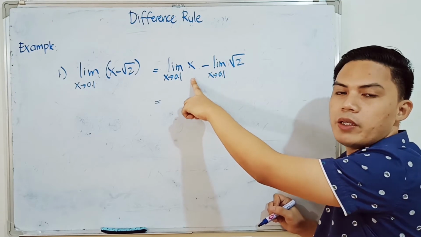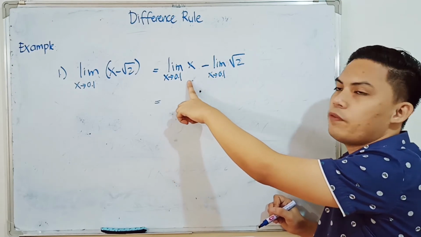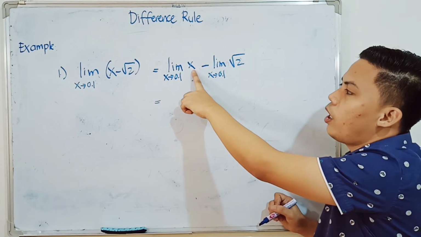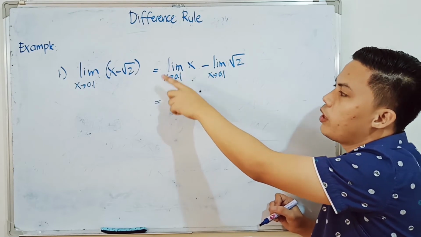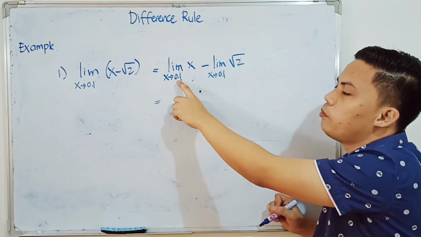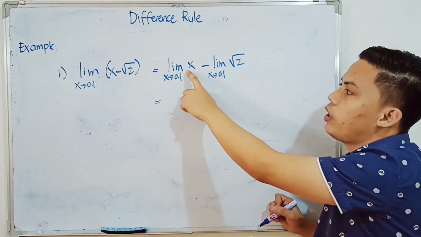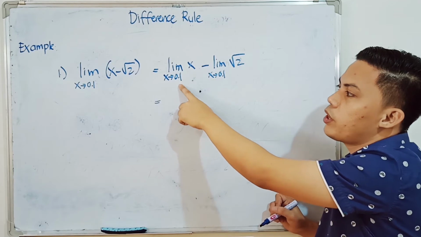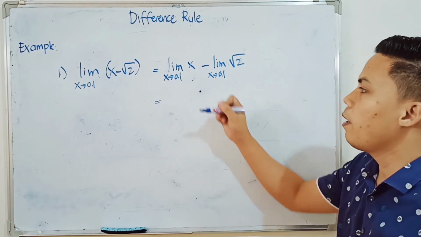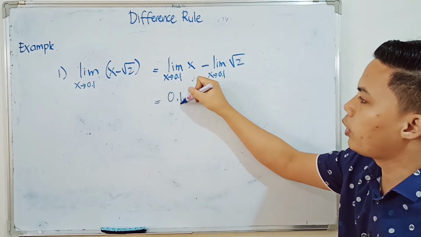So again, sa unang term natin, ipa-follow lang natin yung limit of identity function. So if you have here a variable, then yung magiging limit niya or answer niya would be the number na ina-approach niya. So we have 0.1. So the limit of x as x approaches 0.1 is equal to 0.1.